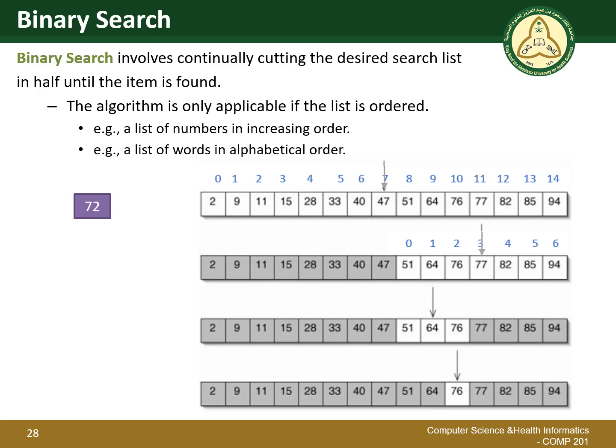In round 4, the list was cut down into only one item, and our item is not found. So this is a scenario of the worst case of binary search.